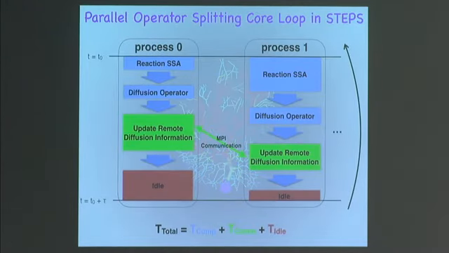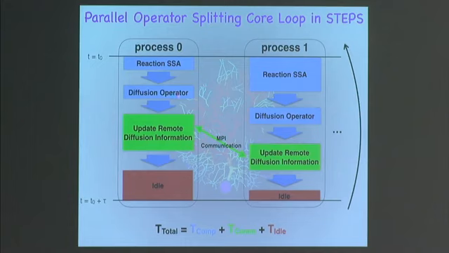So what does this actually look like on different processors and the communication part? In essence, you will have the SSA running over this time period tau.